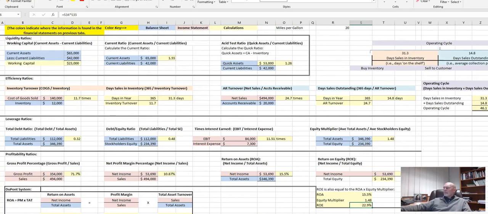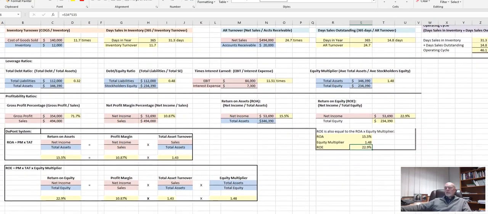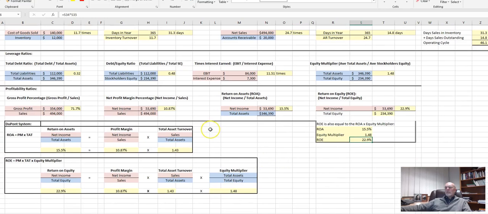Let me show how these measures could be further used in combination. What's often referred to as the DuPont system. Sometimes the return on assets is broken down. Here's the return on assets, net income over total assets, and we can break that down into our profit margin times our total asset turnover.